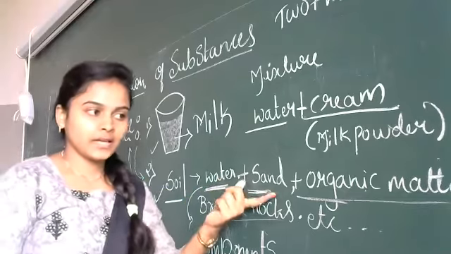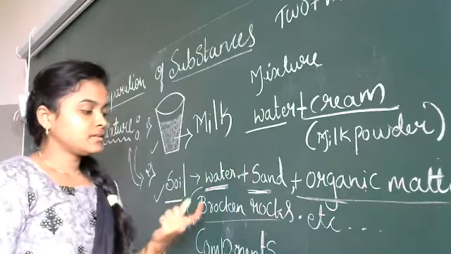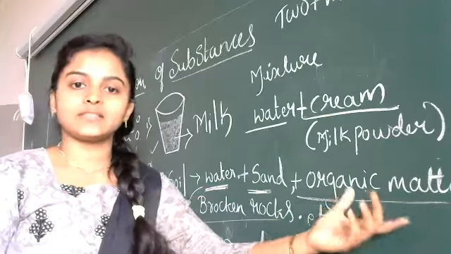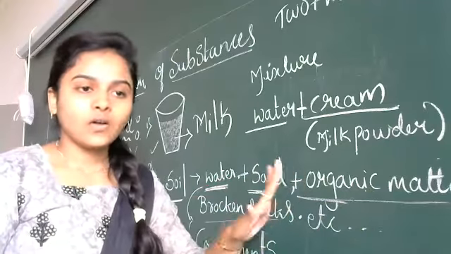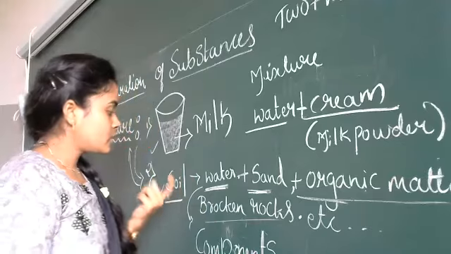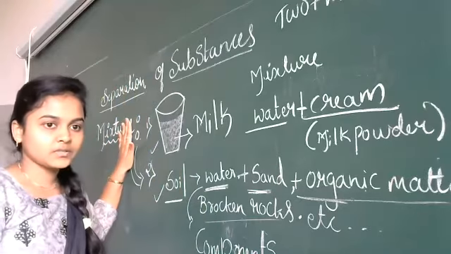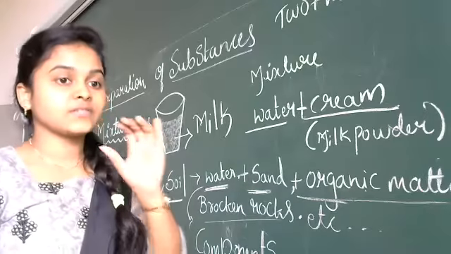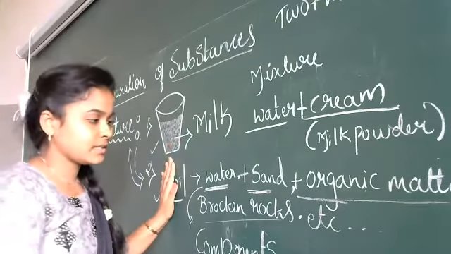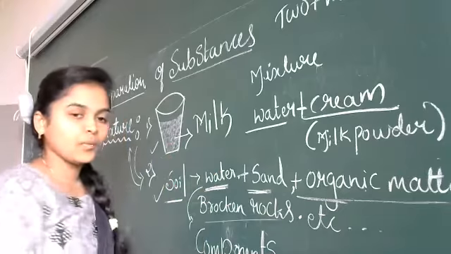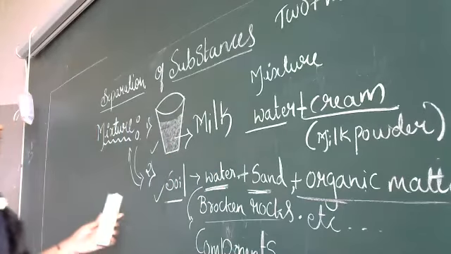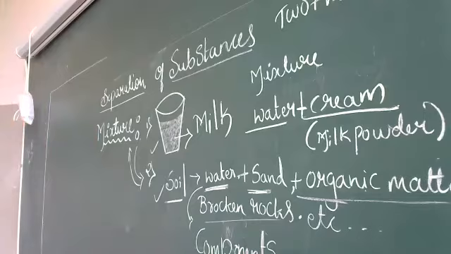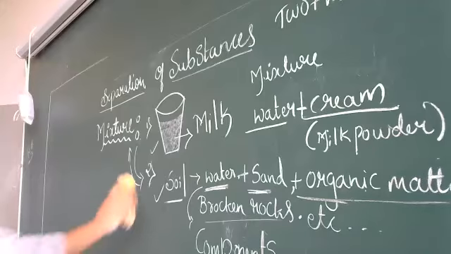Water, sand, organic matter, broken rocks and etc. These are called as what? Components of soil mixture. Understood? Yes, ma'am. Okay. The material or the substance which is there inside the mixture, that substance we call as a component. Understood? Yes, ma'am. Now, here one more example I'll give you.